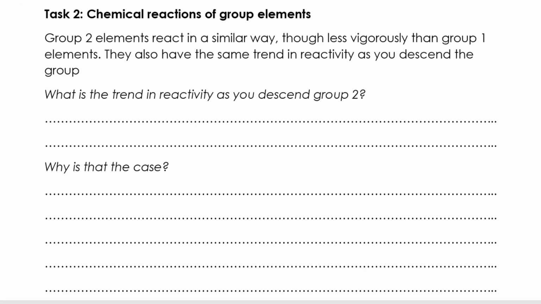So moving on, we're going to look at the chemical reactions of the group elements. And we are told here group 2 reacts in a similar way, but less vigorously than group 1. So have a go at this, pause. And as I've touched on, the group 2 elements react in a similar way, but less vigorously than group 1. But the trend in reactivity is that it increases as you go down the group.